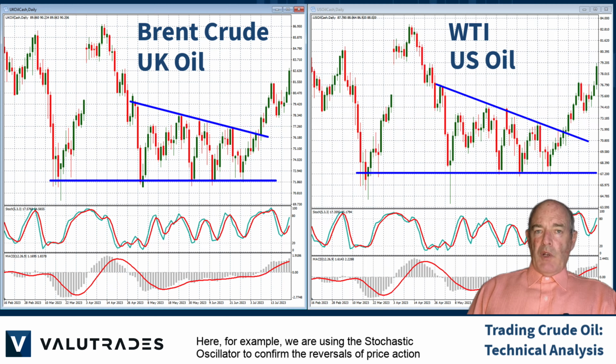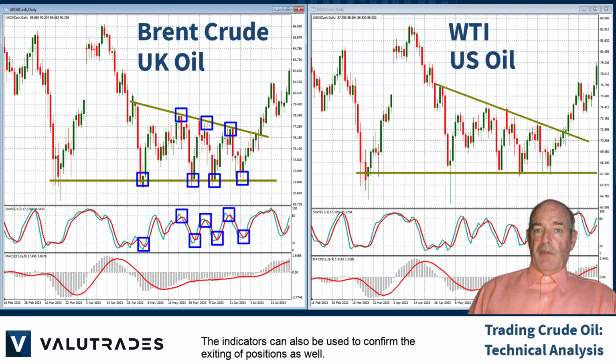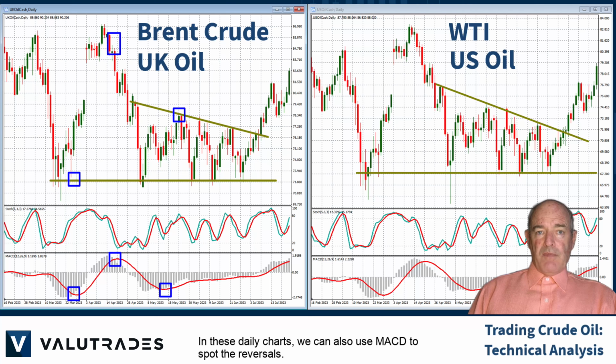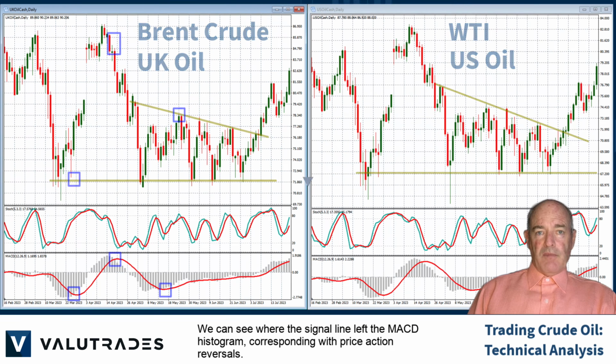Here, for example, we are using the Stochastic Oscillator to confirm the reversals of price action off a level of support and off the upper trend line. The indicators can also be used to confirm the exiting of positions as well. In these daily charts, we can also use MACD to spot the reversals. We can see where the signal line left the MACD histogram corresponding with price action reversals.